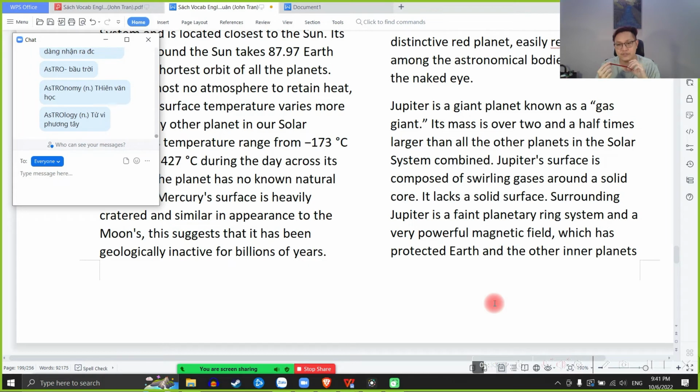Jupiter's surface is composed of swirling gases around the solid core. Around the what? Around a solid core. R-E là cuối nè. Core. Around a solid core. It lacks a solid surface.